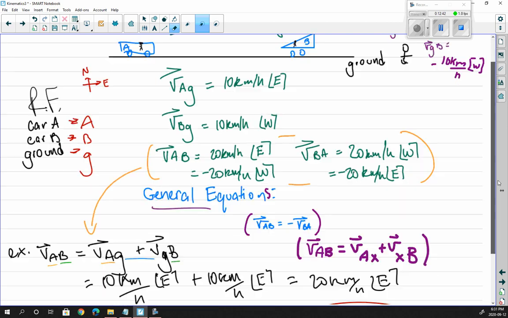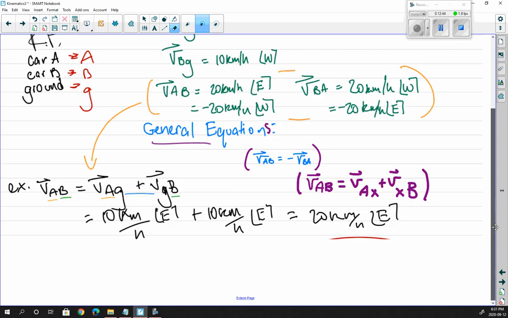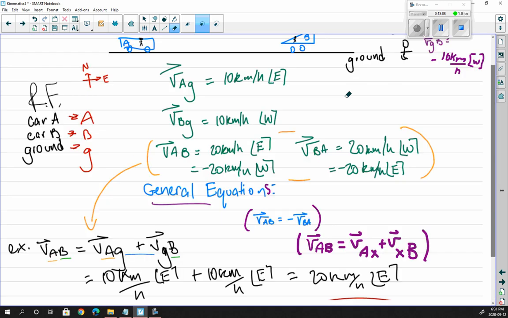Now there is an equation that lets you solve this. And the equation is the velocity of A with respect to B is equal to the velocity of A with respect to G plus the velocity of G with respect to B. So you add them together like so. A to G, right? We know what that is. A to G. We calculated it, 10 kilometers per hour east.